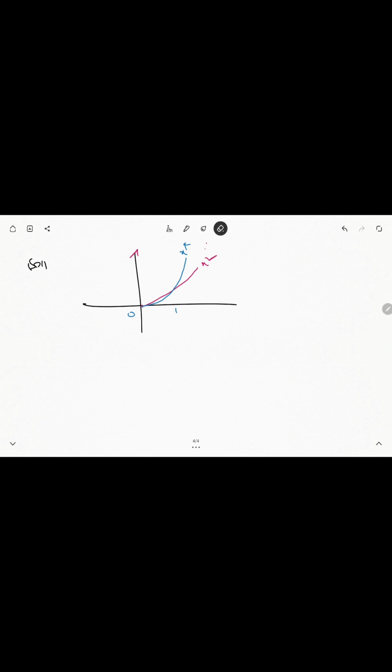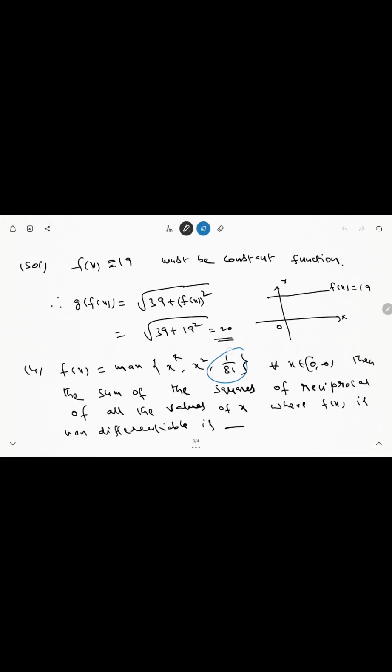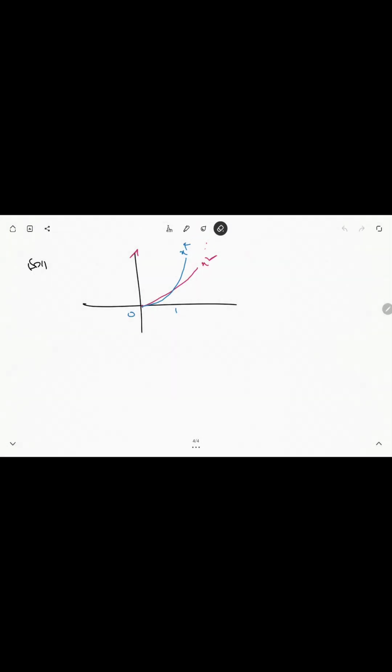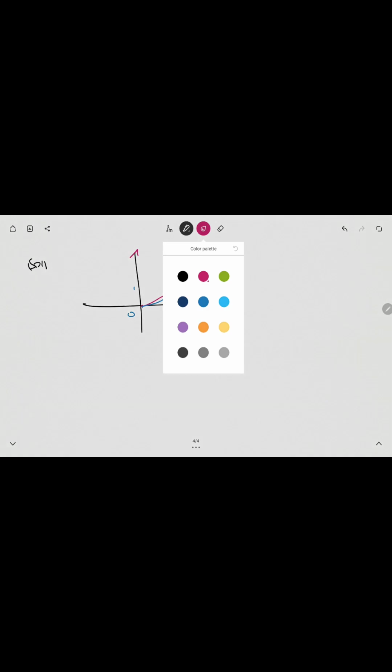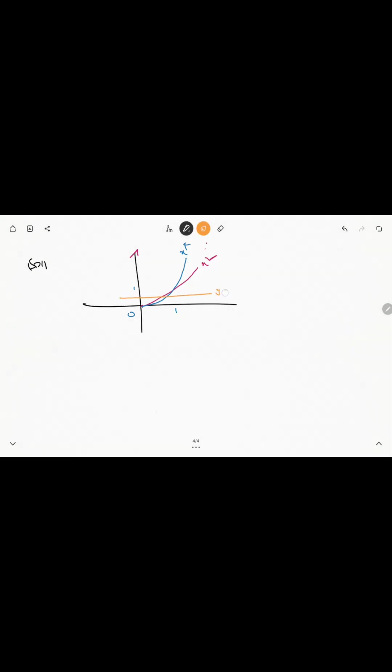Next, what is the third graph? y is equal to 1 by 81 we should draw. So it is 1, and 1 by 81 in another color. This one is y is equal to 1 by 81. This one is y is equal to x square, and this one is y is equal to x power 4.